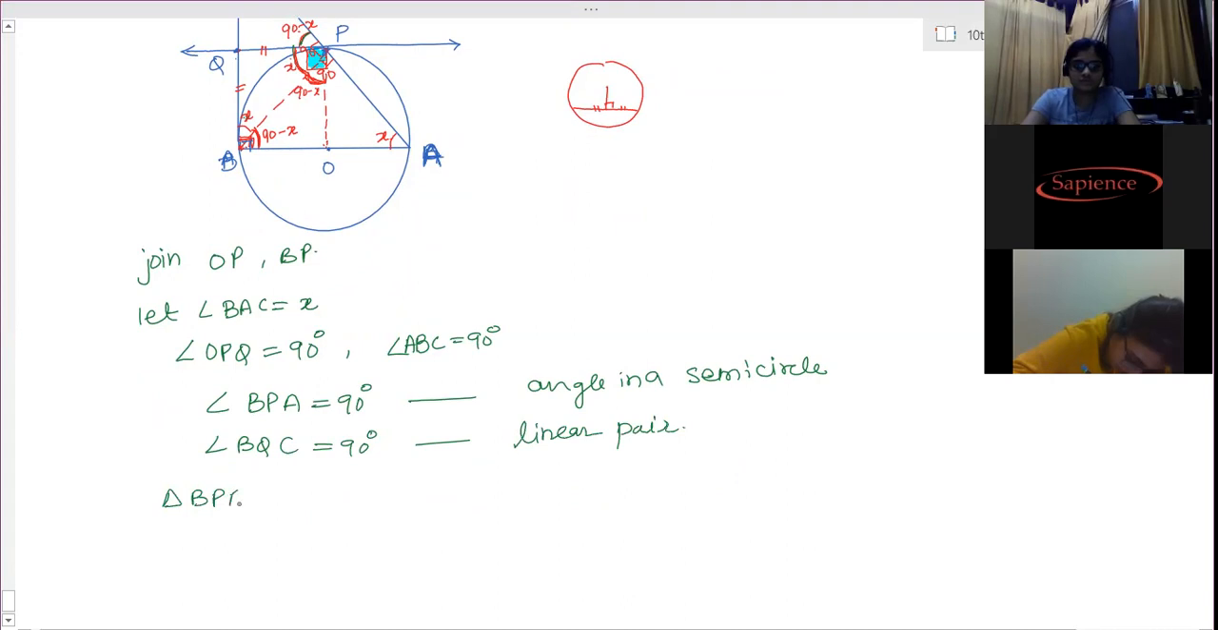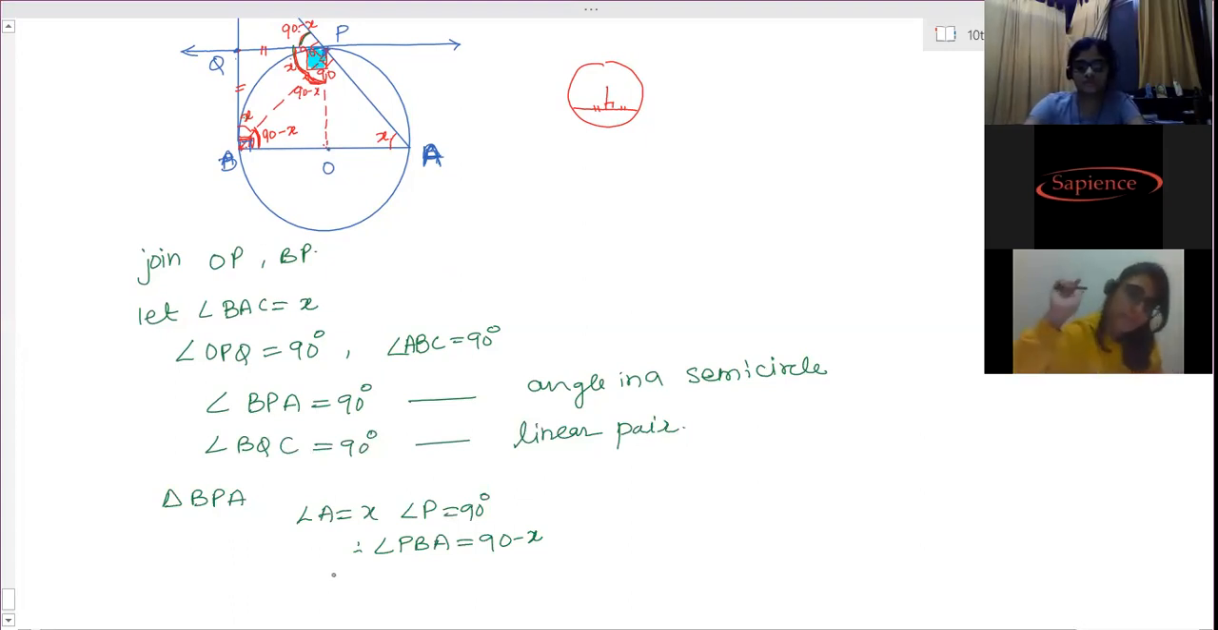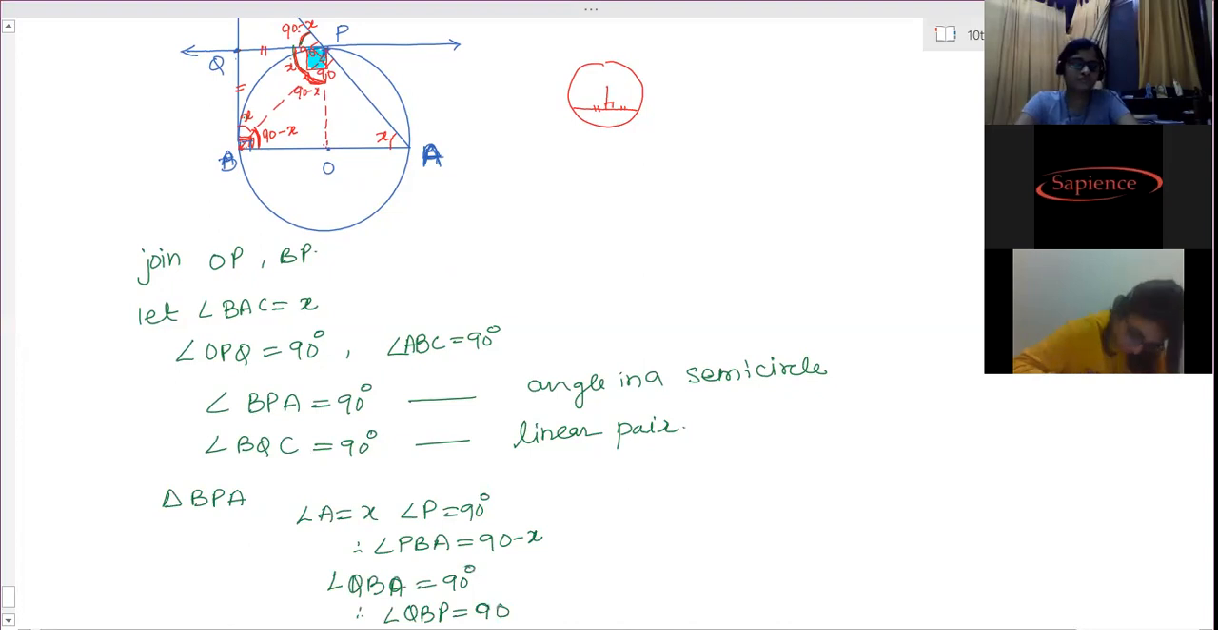Triangle BPA. Angle A is x, angle P is 90. Therefore, angle PBA is equal to 90 minus x. Angle QBA is equal to 90. Therefore, angle QBP is equal to 90 minus (90 minus x), that is equal to x.